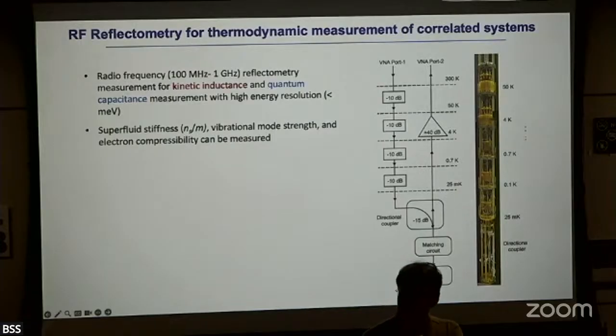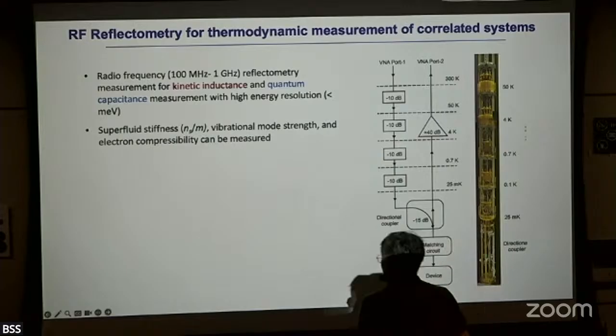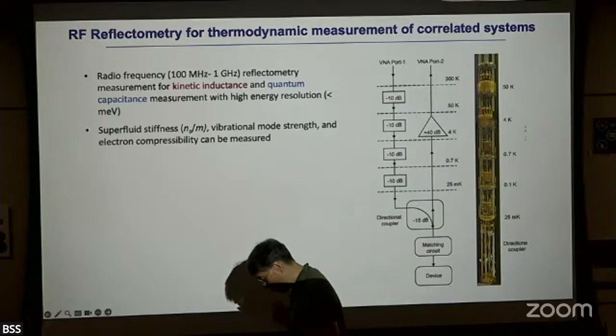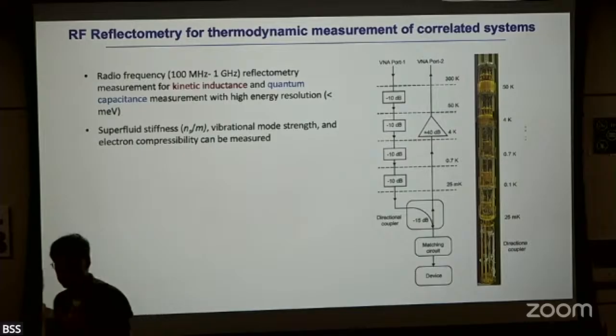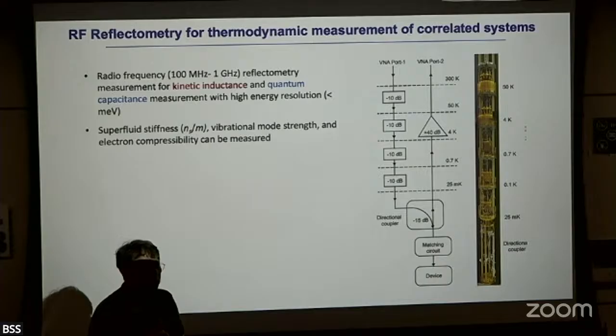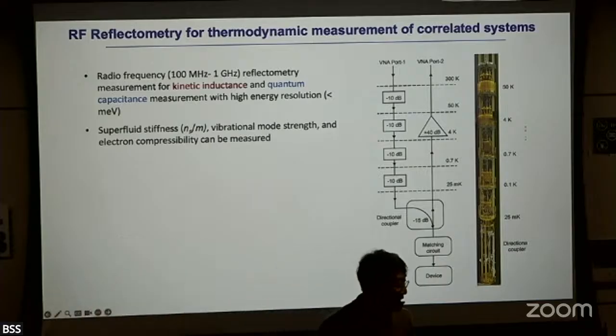And then our sample is sitting inside the fridge. I have to deliver the microwave down to below and get it coming out, so that requires quite a lot of circuitry. A more difficult part is that microwave and RF measurements are always matched to the so-called 50 ohm resistance. Many theorists cannot see that. Why do that?